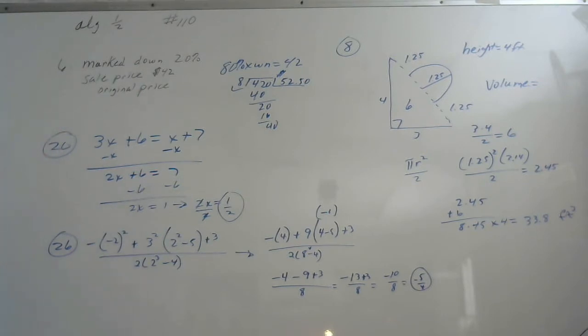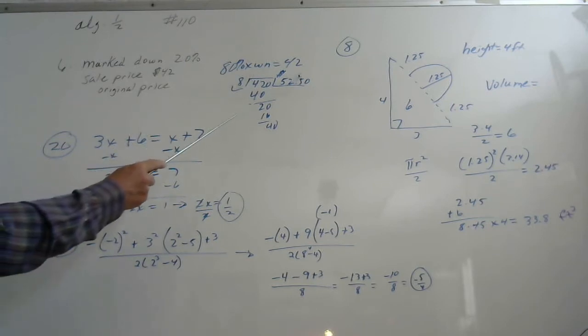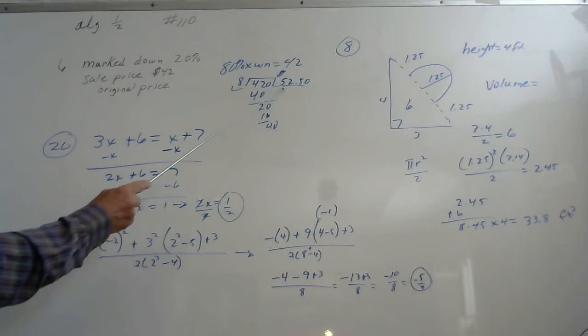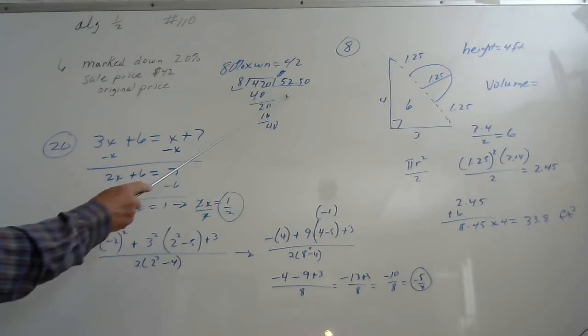All right, so we got lesson 110. The first one I noticed was number 6. The problem says that they've marked down an item 20%. Well, the sell price was $42 and they want to know the original price. Well, this price of $42 is not 20% of the original. It's 80% of the original price. So I have to go 80% times what number equals 42, which means I have to bring this over, divide it, move my decimal, add a 0. When I do my division, the original price was $52.50.